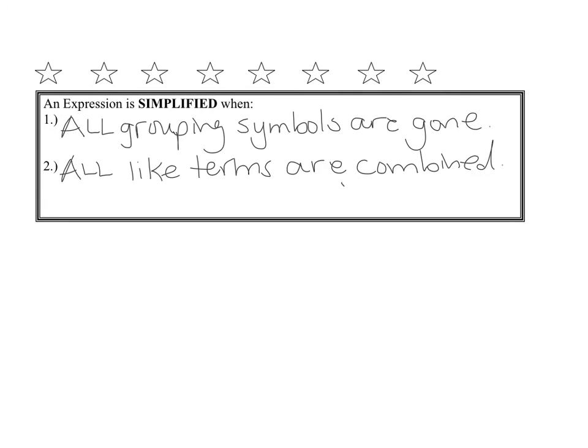So if you notice this big box, it has a bunch of stars next to it. That's usually because it's important. So make sure that you know these two things. Basically, to simplify expressions like these, you're going to distribute to get rid of the grouping symbols, and then you're going to combine your like terms. So let's practice that together.